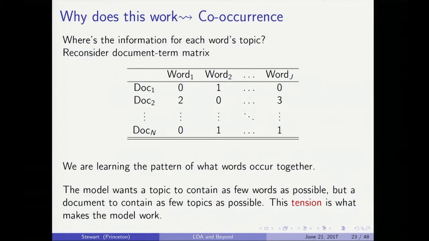And so the model is navigating a certain tension. It wants a topic to contain as few words as possible, and it also wants a document to contain as few topics as possible. What that forces it to do is put together the words in a given topic that often show up together, because that's how it's able to have a parsimonious representation of both the topic and the document at the same time.